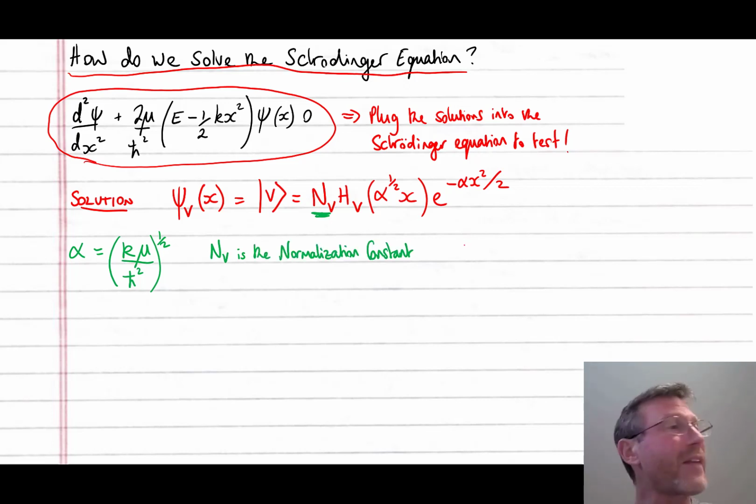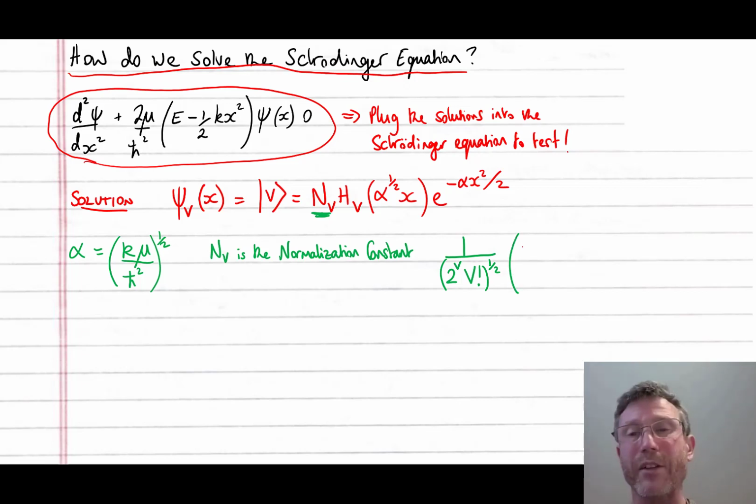And I'm going to provide that here for you. The generalized normalization constant is 1 over 2 raised to the v, the vibrational quantum number, multiplied by v factorial, and that is all raised to the half. And then the second part of the constant, we've got our alpha that shows up again, alpha over pi, to the quarter. So that was the normalization constant.